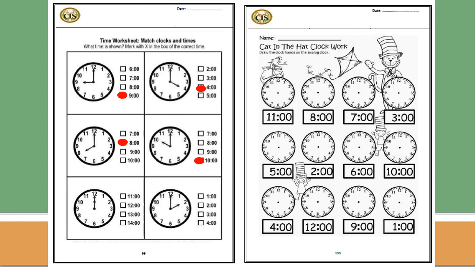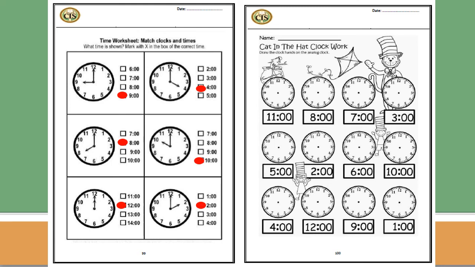Here the short hand and the long hand point to 12. So it will be what? 12:00. 12 for hours, 0, 0 for minutes. The last clock here, the short hand points to 2 and the long hand points to 12. So it means 2:00.